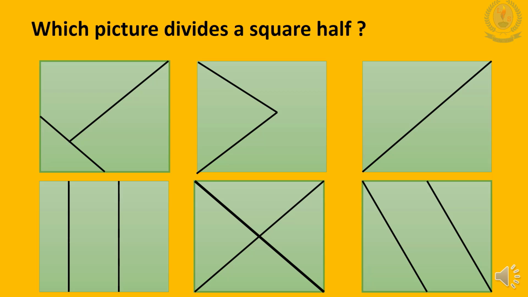Now here what you all have to do: which picture divides a square in half? Right? You all can see squares. So you have to select the correct one. By looking at this, you have to select the correct half. Okay? I can't help you all. You all have to identify what is the correct half of the square. Okay?